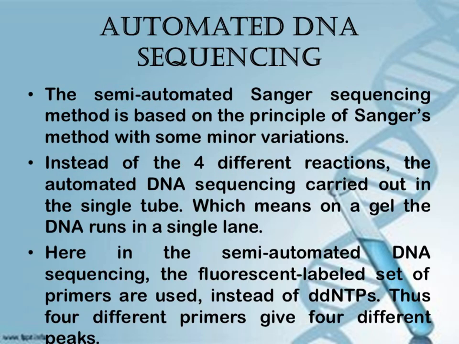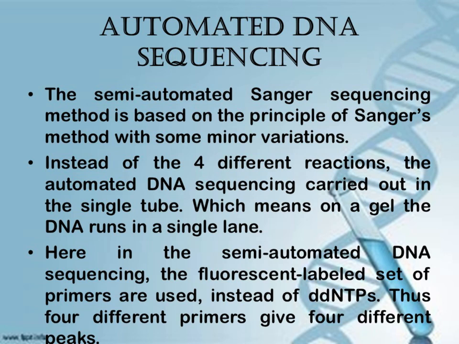Now the next method is automated DNA sequencing. So basically, automated DNA sequencing, the semi-automated Sanger sequencing method, is based on the principle of Sanger's method with some minor variations. Instead of the 4 different reactions, the automated DNA sequencing is carried out in a single tube, which means on a gel the DNA runs in a single lane only.